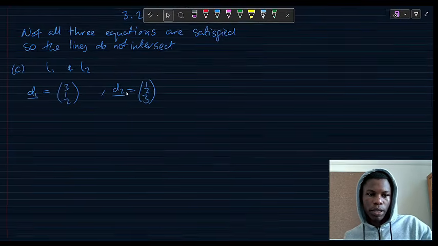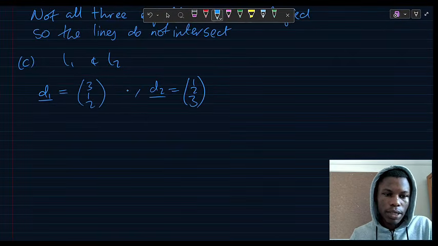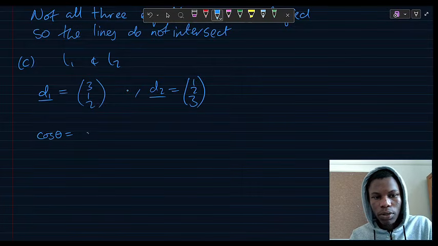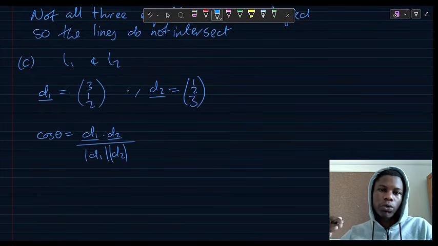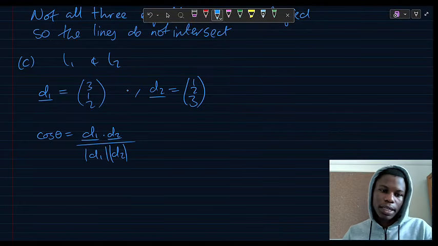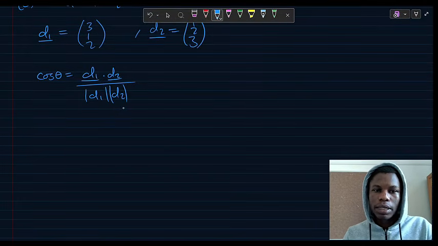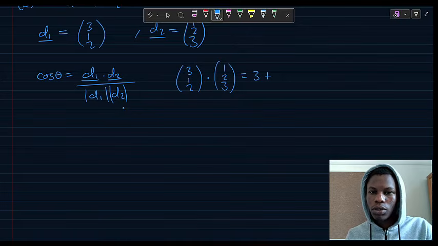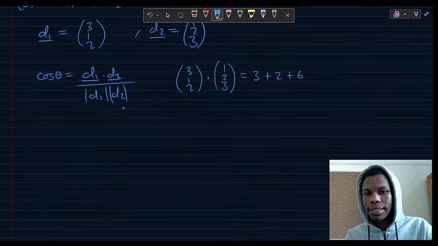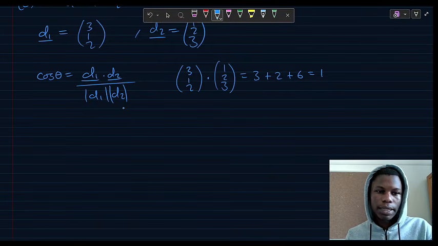If we want the angle between these two lines, we can use the formula that says cos theta is equal to the dot product of the two vectors divided by the product of their moduli. Right? So we first need to find their dot product, then find the modulus of each vector and multiply. So we'll start with the dot product of our 3, 1, 2 dot 1, 2, 3. So that's 3 times 1, 3, plus 1 times 2, 2, plus 2 times 3, 6. So 3 plus 2, 5, plus 6, 11.